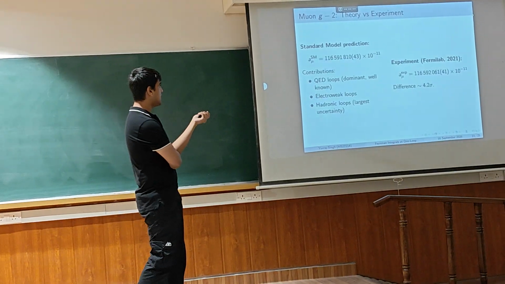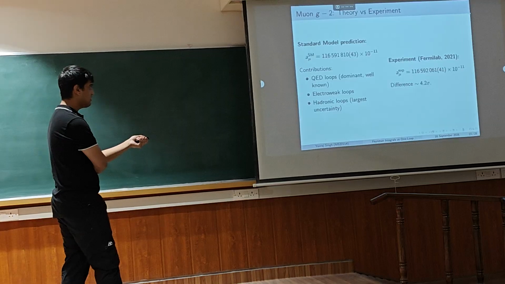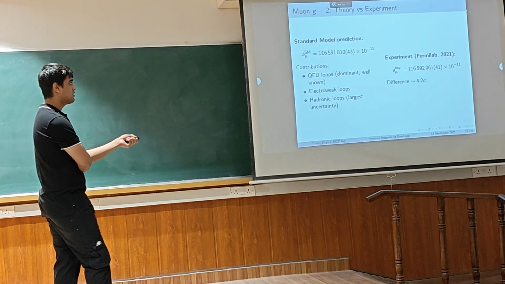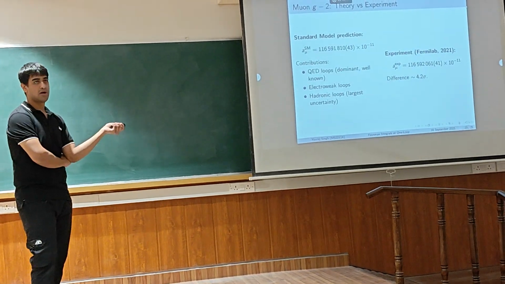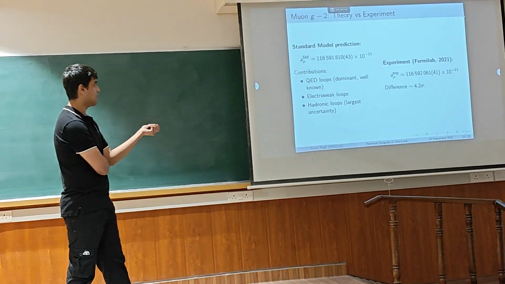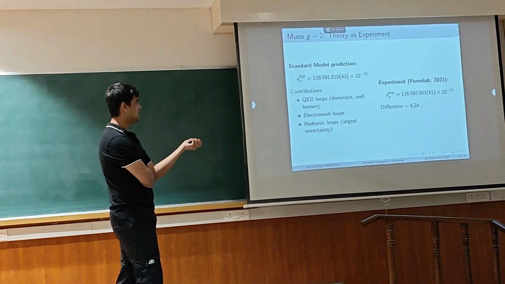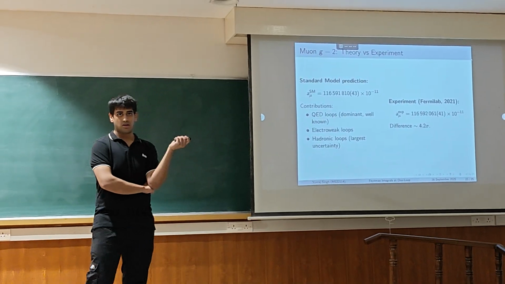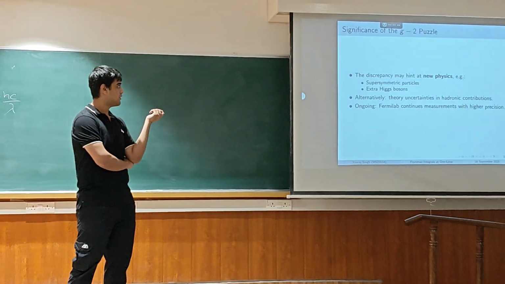So here we have combined the standard model prediction, the whole aim that we predicted. This has the QED loops, the electroweak loops, and the hadronic loops. We have only considered the QED loops for now. There could be other loops as well with other fundamental forces that are involved. And these were the experimental results. So we see it is close, but it is not that close yet. So that's the discrepancy. The difference is almost 4.2 sigma.